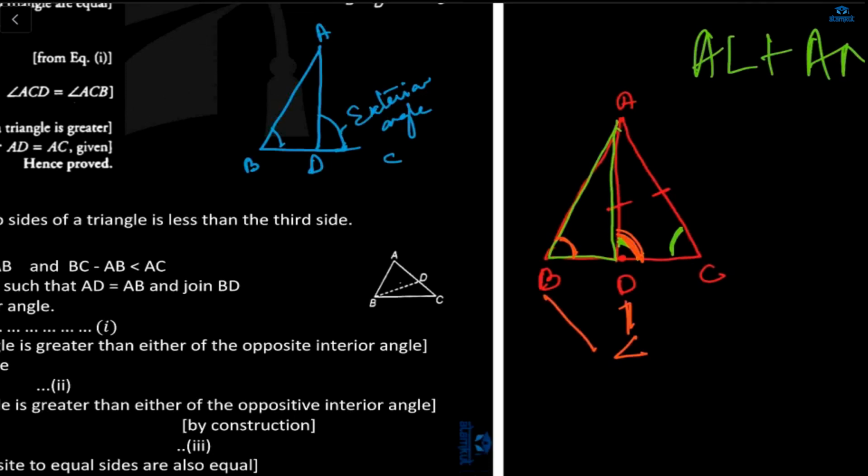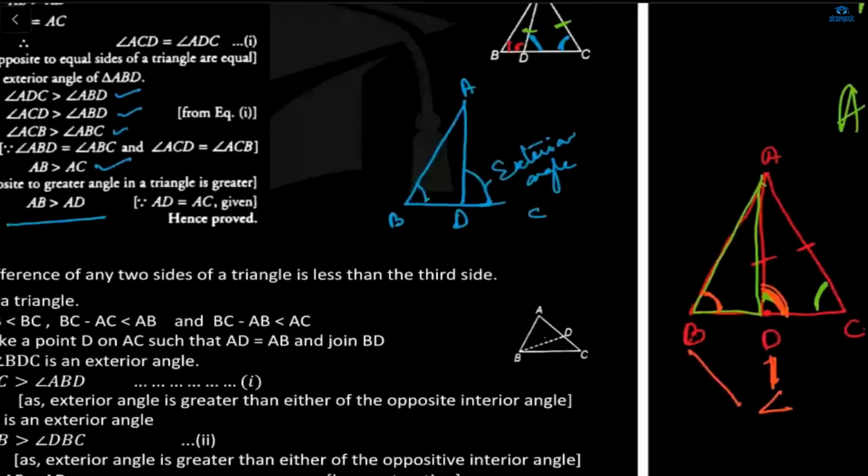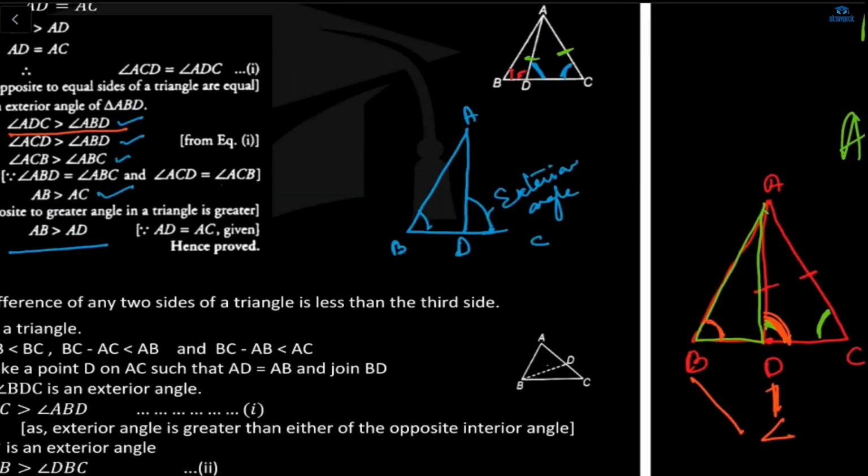Okay, understood or not? Tell me, Shazan, have you understood? Because through this part only, we will be completing the rest. Have you understood this line? Yes, angle ADC is greater than angle ABD. How? Because this angle ADC is an exterior angle for triangle ABD.